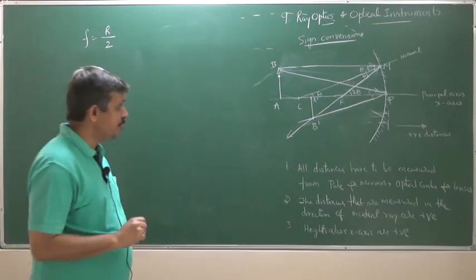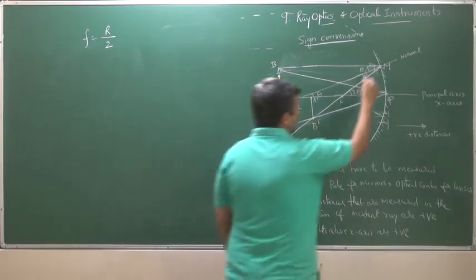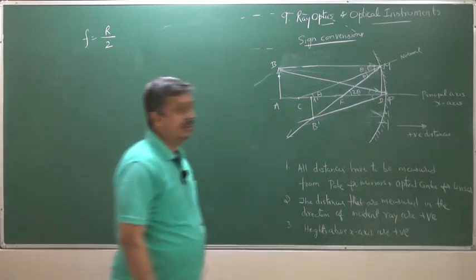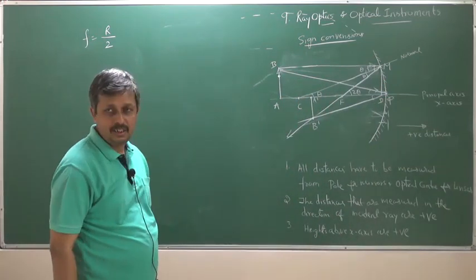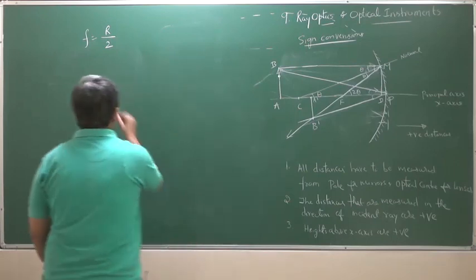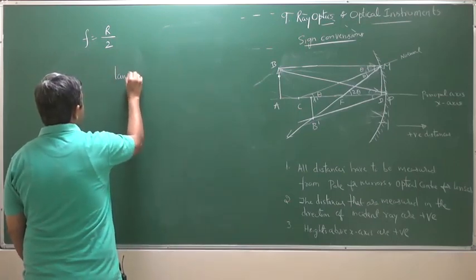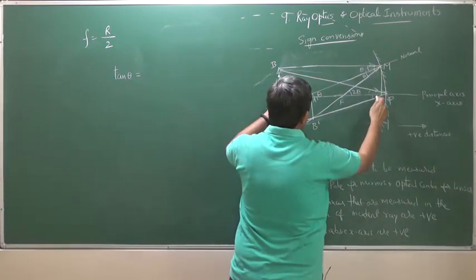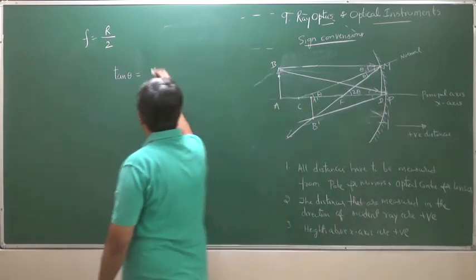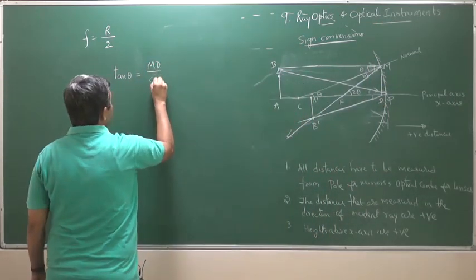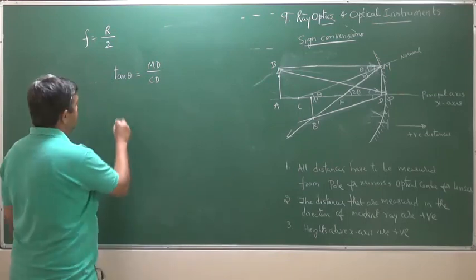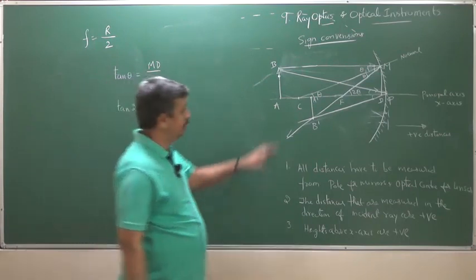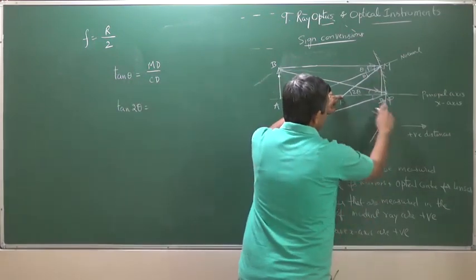Now I am going to draw a perpendicular here and call this D, because I want to get a right angle triangle. I will now write down tan theta. Tan theta is equal to how much? MD divided by CD. I will also write tan 2 theta, which is equal to MD by FD.